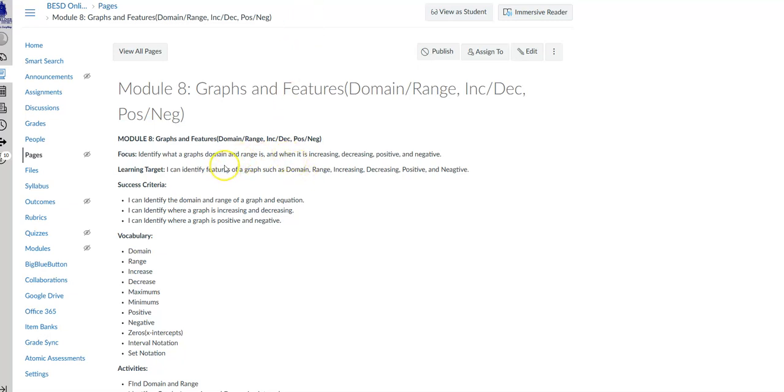Right, still on Module 8 here. We've got day 3 of those graphs and features. The feature we're talking about today is positive and negative.